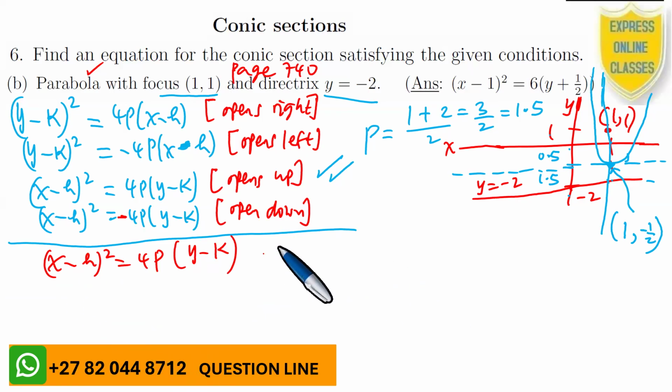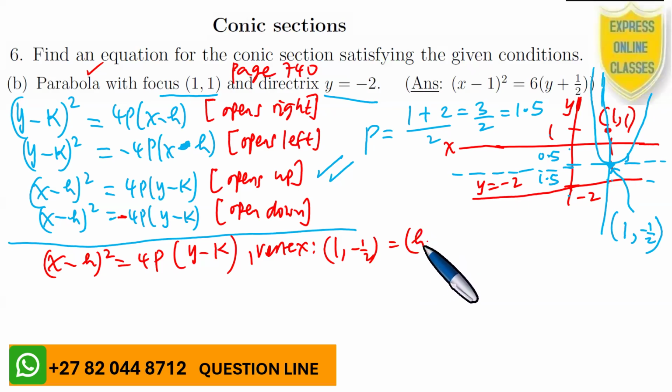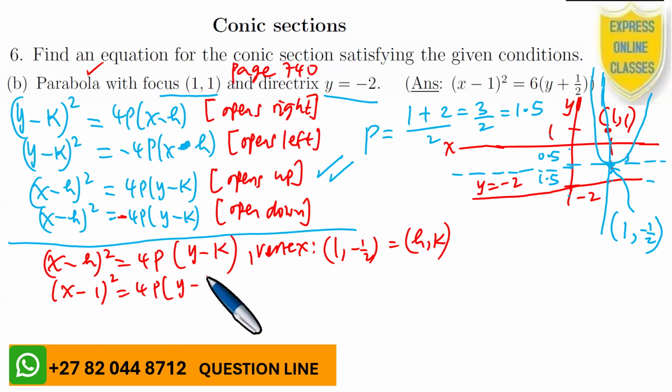Okay, what is the vertex now? We already can see the vertex. You already have got it. It is 1 and minus 1/2. This vertex is the (h, k), because the h goes with x and then k goes with y. So you substitute everything here. It is (x minus our h) squared equals 4p(y minus our k). So (x minus 1) squared equals 4p(y plus 1/2).